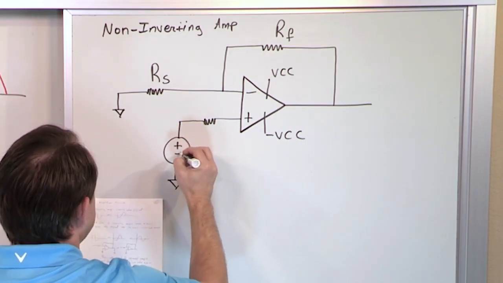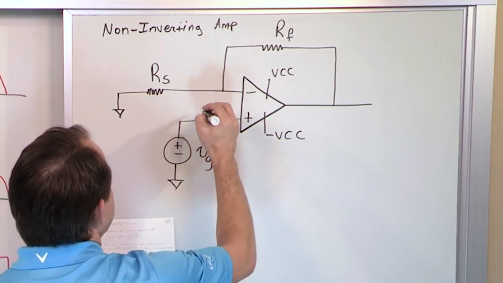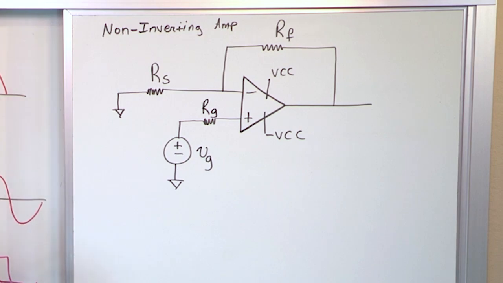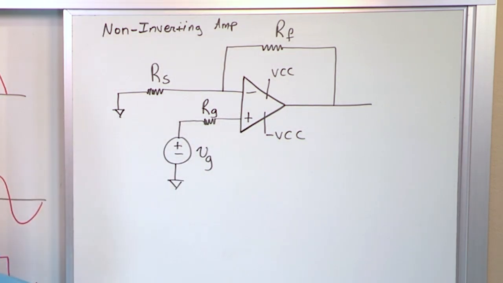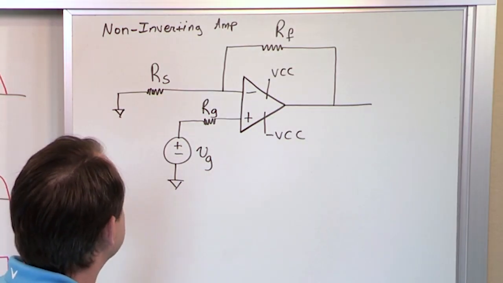So this is going to be plus or minus. We're going to call it V sub G. It's just the source voltage. I'm just calling it V sub G right now. And this is R sub G. All right, this is basically what we call the non-inverting amplifier configuration. So let's label a few more things. We'll talk about it.